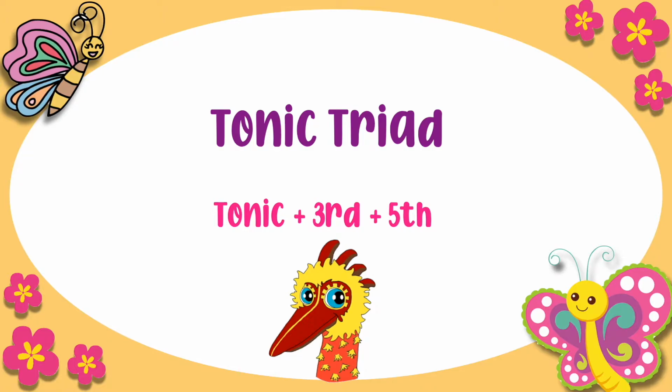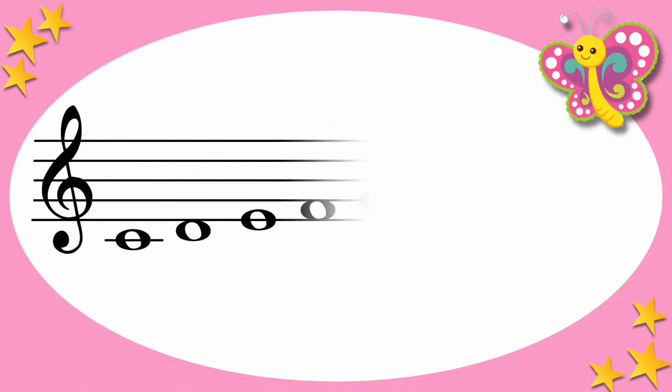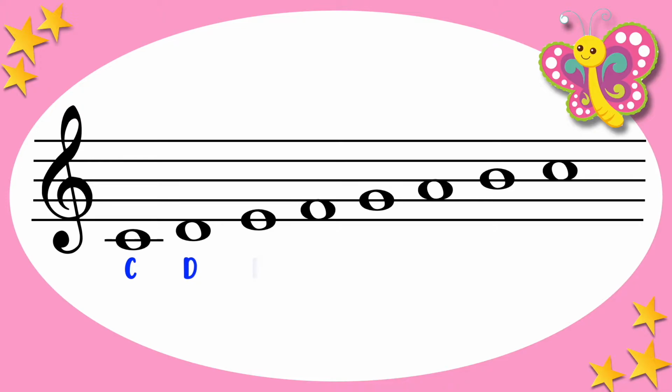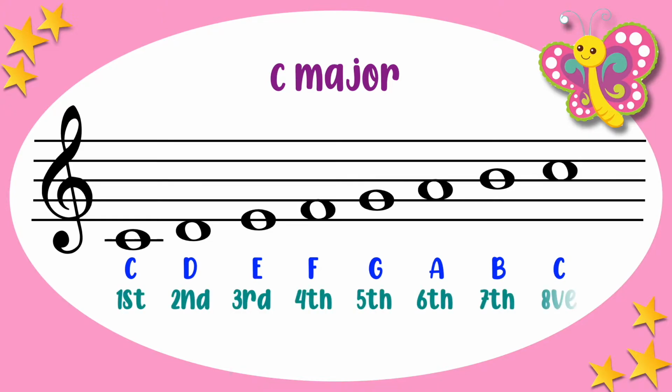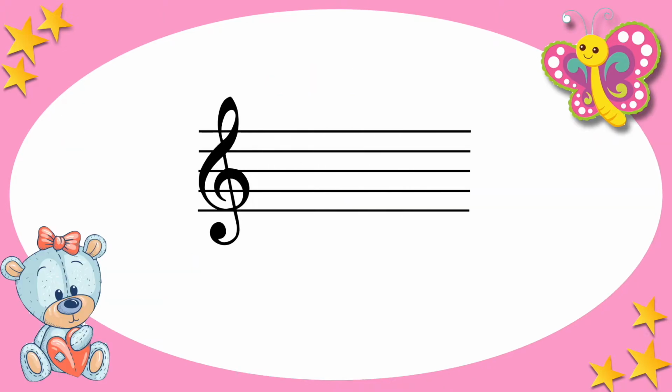Yes, precisely. Here's a C major scale. C, D, E, F, G, A, B, C. Then label their scale degree in ascending order, first to eighth. C is the first note, and this is your tonic. The third degree above the tonic is E, and the fifth degree above the tonic is G.